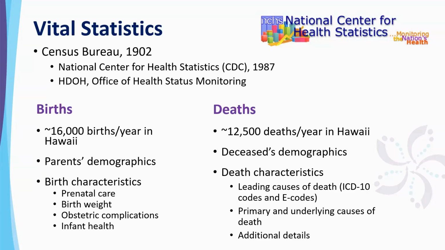So there are about 16,000 births every year in Hawaii. And through the birth certificate, we have information on the parents' demographics and characteristics surrounding the delivery. There's also information about prenatal care, birth weight, obstetric complications, and details about the infant's health. For the death certificates, we have information on the approximately 12,500 deaths that happen every year in Hawaii. This includes details on the deceased demographics, as well as information on the characteristics of death. In addition to the cause of death, we can determine information like autopsies and place of death and disposition.